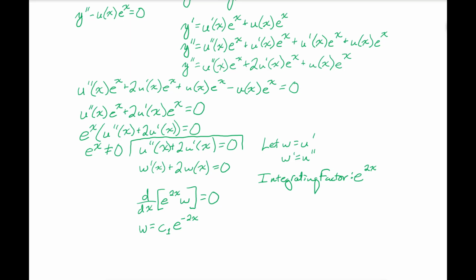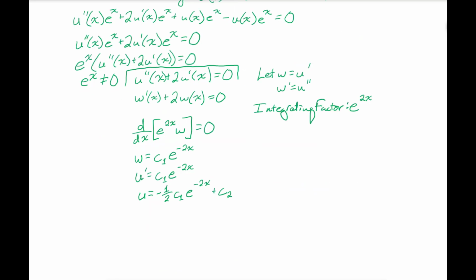And now I can change my w back to u prime. So this is going to tell me u prime equals c1 e to the negative 2x. So now I can integrate again to find that u equals negative 1/2 c1 e to the negative 2x plus c2. And now I remember that y equals u times e to the x. So I can now multiply u by e to the x to get y equals negative 1/2 c1 e to the negative x plus c2 e to the x.